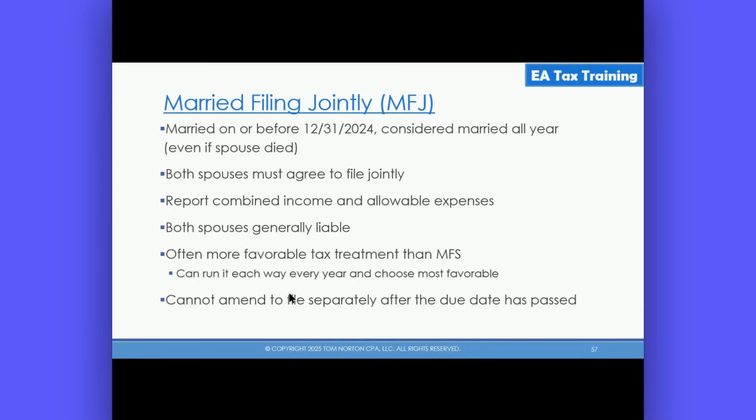Then also, if you are married filing jointly, and this is important to know for the exam, you cannot amend to file separately after the due date for the return has passed. So once April 15th has passed, if you file married filing jointly, you cannot later amend to file married filing separately. So if you're going to file jointly, you want to make sure you're okay with that because you're not allowed to change it later.